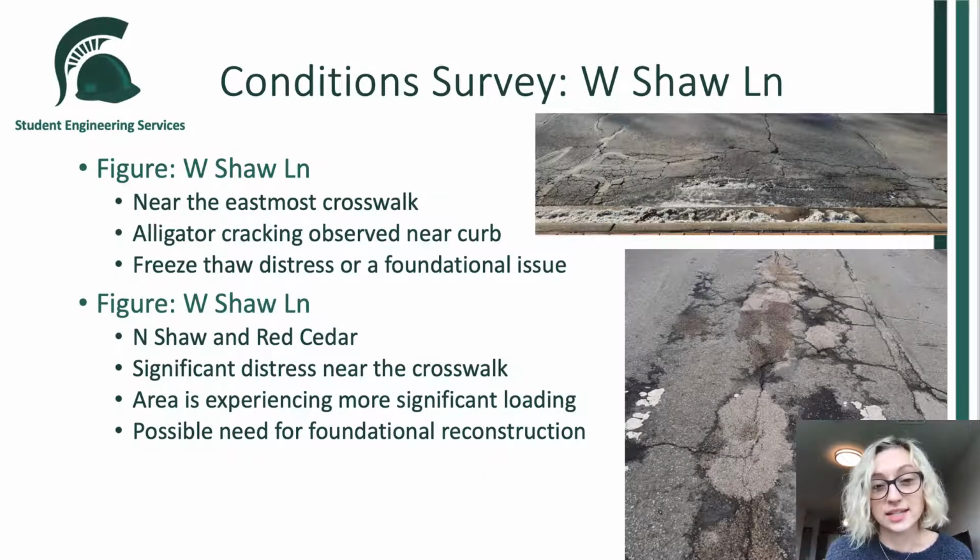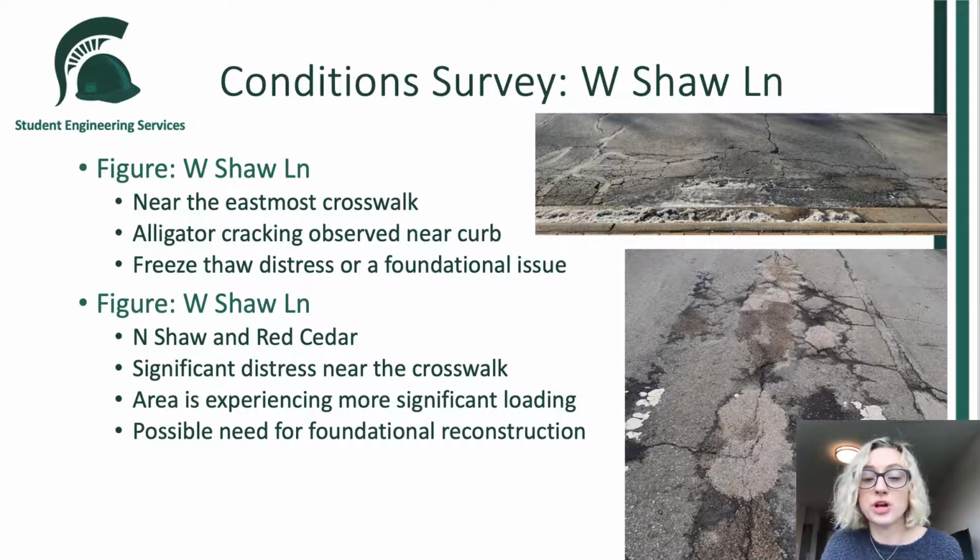These were the two special cases that were found in our survey of West Shaw. So the top figure shows some alligator cracking that was found in some zones of the road that was mainly concentrated towards the curb and gutter, which I thought was interesting because that could be the water that is collected there due to the grade, sitting there and freezing and thawing and distressing the pavement more heavily in those areas, or it could be evidence of something going on in the pavement structure foundationally that we're going to need to reconstruct.